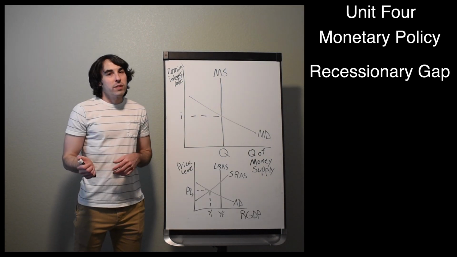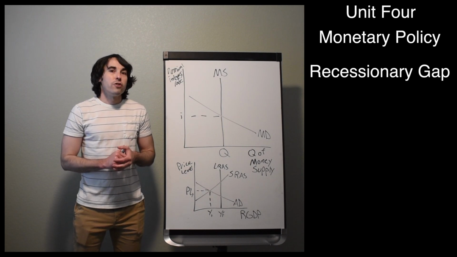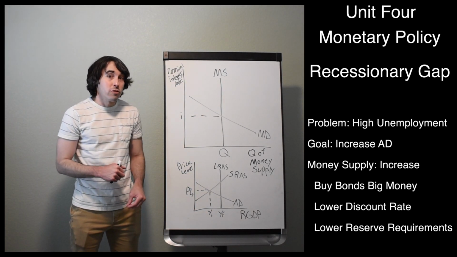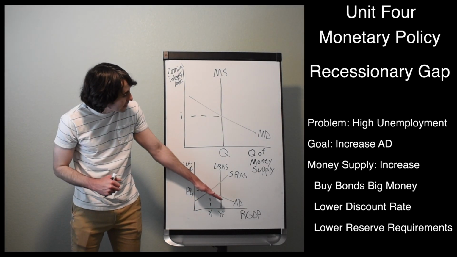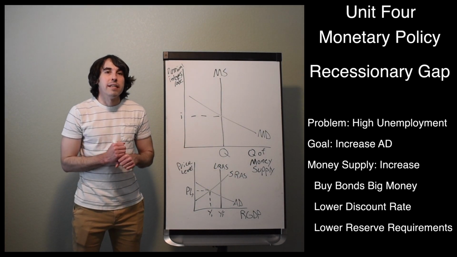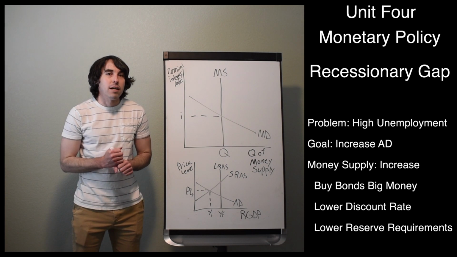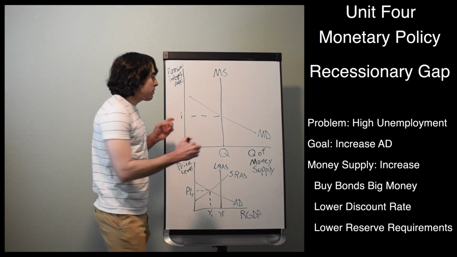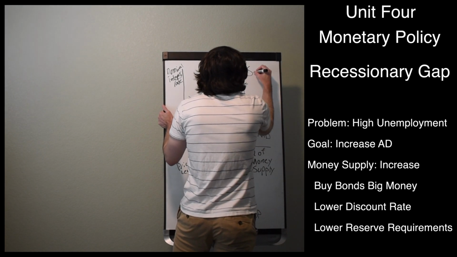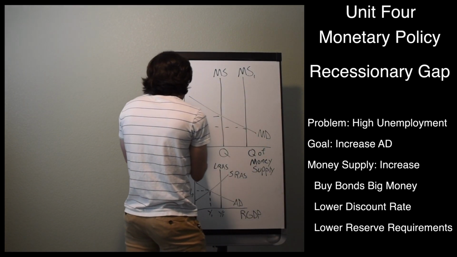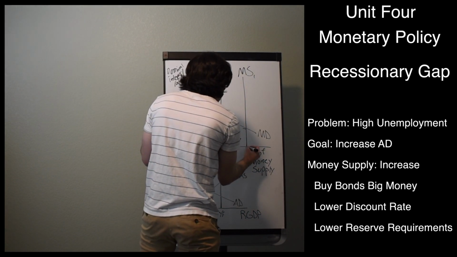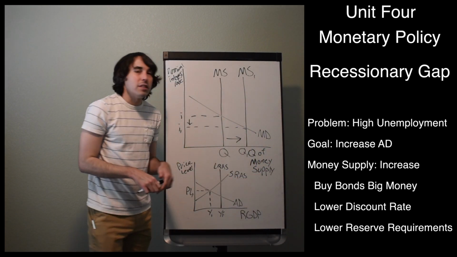First, we're going to talk about how the Federal Reserve could correct a recession. In a recession, our big problem is high unemployment. So the goal of the Federal Reserve is going to be to try to get people to spend money again and increase aggregate demand and shift it to the right. If we want people to spend money again, what we need to do is increase the money supply. When we increase the money supply, the curve will shift to the right. Now there's an increased amount of money in the banking system and in the economy. That's going to cause our nominal interest rate to decrease.